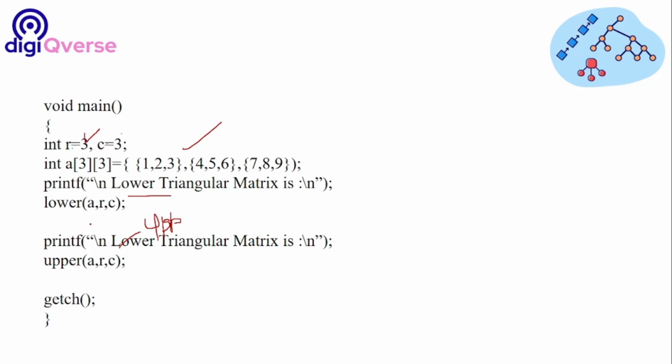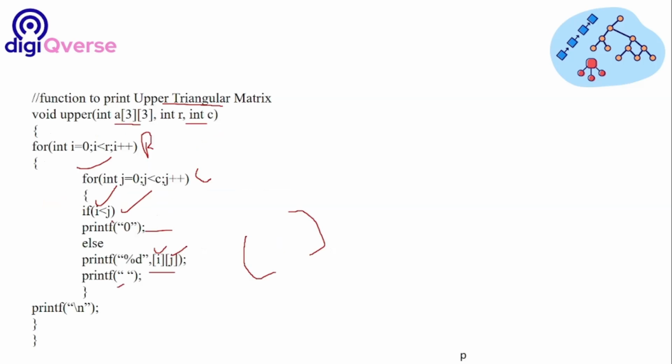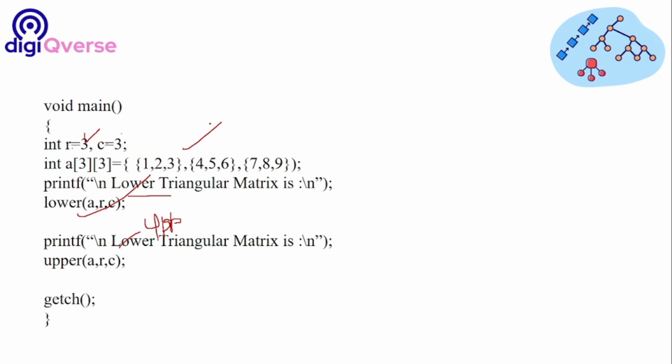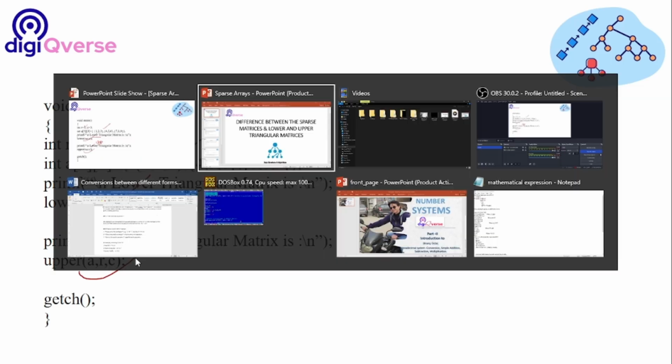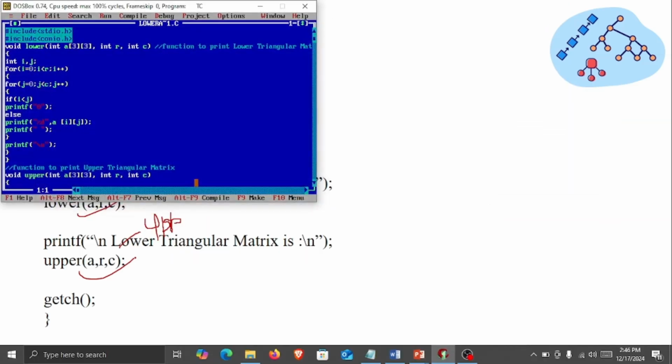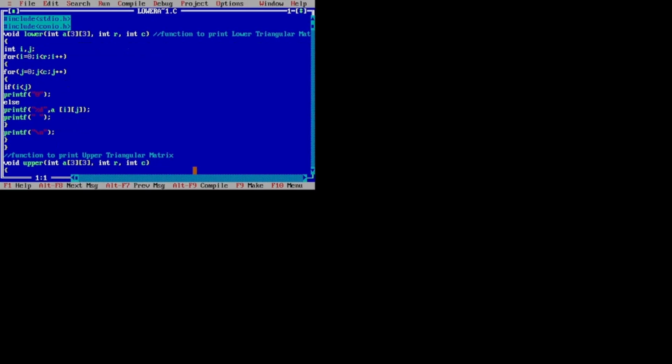Fine, and you have to call the lower function here with the 3 arguments as we have defined. The first argument represents the array, the second argument represents the row, and the third argument represents the column, right? And finally we show the lower and upper and getch. Finally, let us illustrate how to run this program with the help of an example. Okay, so this is the program.